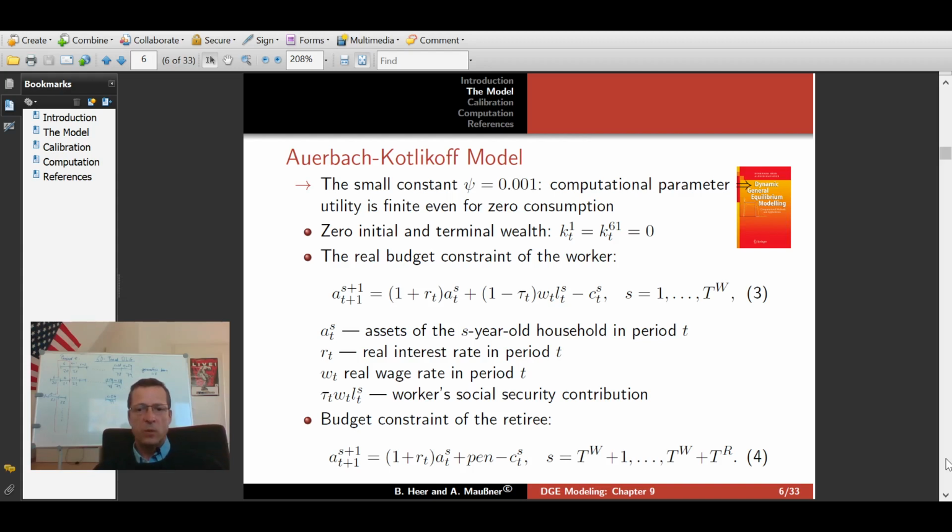In old age, as a retiree, we do not get wage income, so we do not get net wages, but we receive pensions. And we assume pensions are lump sum and do not depend on contributions. We have considered different cases in our two-period overlapping generations model, and we will reintroduce it later. But for the time being, let's assume we get a lump sum pension in old age, so at age TW plus 1, 41 up to age 60. So the budget constraint of the retiree is described in equation 4.